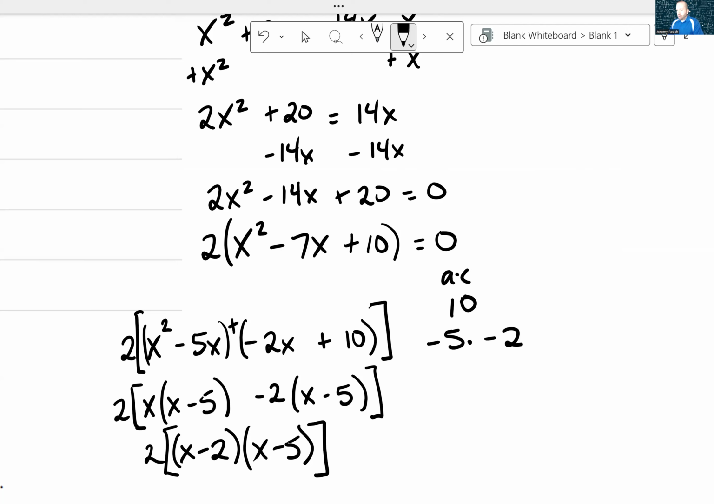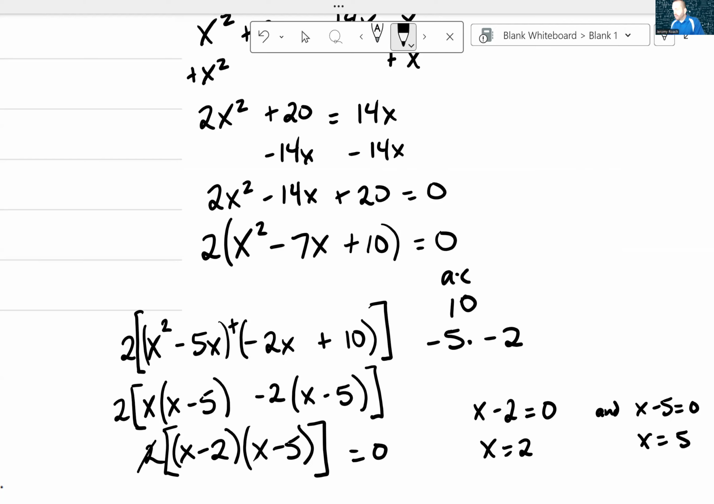So our solutions are now, we set these equal to 0, and this is all equal to 0. So you could divide this 2 and still get the same thing. So the 2 goes away pretty much, but that's less important. So we're setting this equal to 0. So x minus 2 equals 0, and x minus 5 equals 0. So we get x equals 2 and x equals 5. So that's what our solutions are.